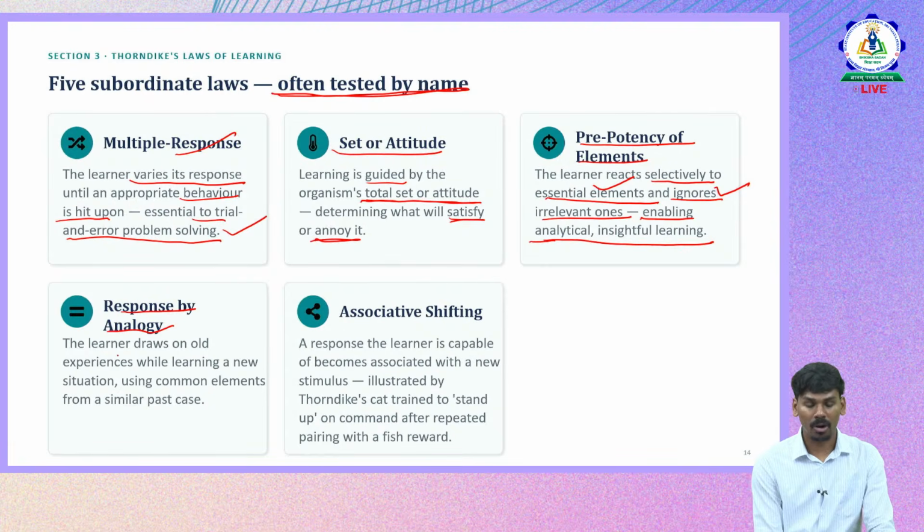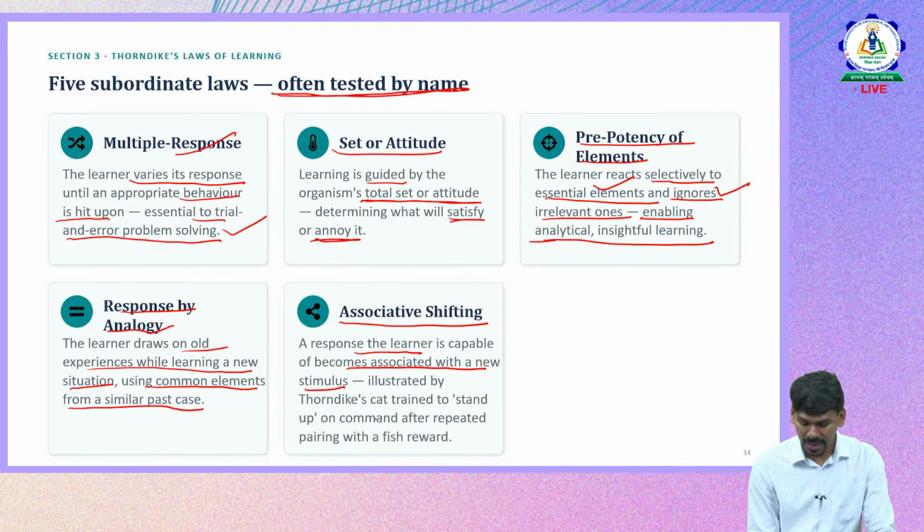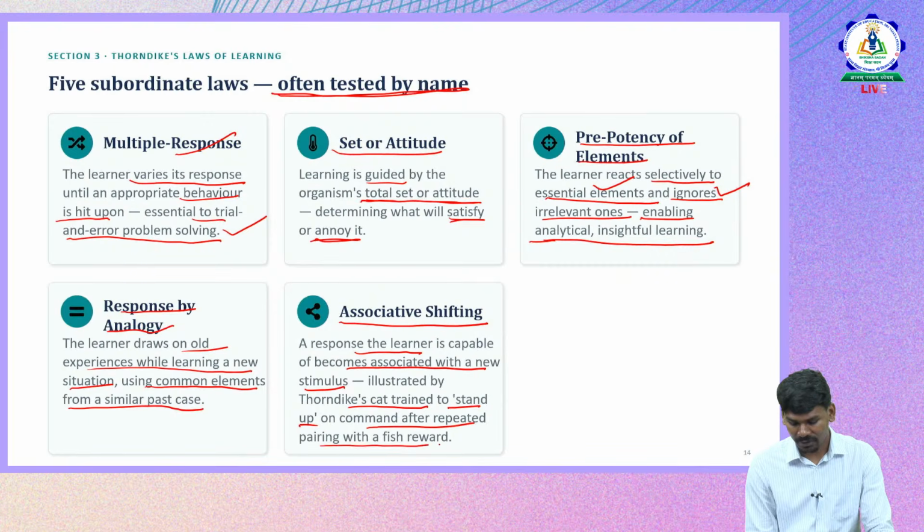Then response by analogy. When the learner draws on an old experience while learning a new situation, using common elements from a similar past case. This is similar to recalling. Responds to a particular situation using what they've already learned, right? Then associative shifting. Associative shifting talks about a response the learner is capable of becoming associated with a new stimulus. So this was illustrated by Thorndike's cat. The cat was trained to stand up on command after repeated pairing with fish and reward.